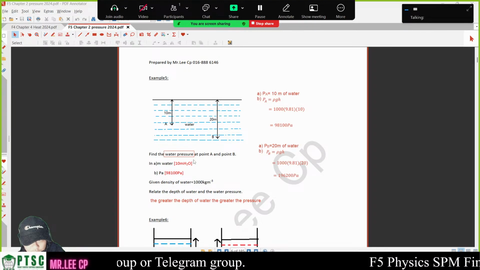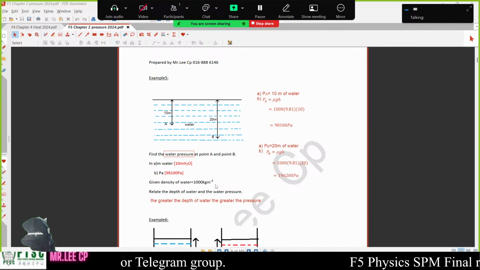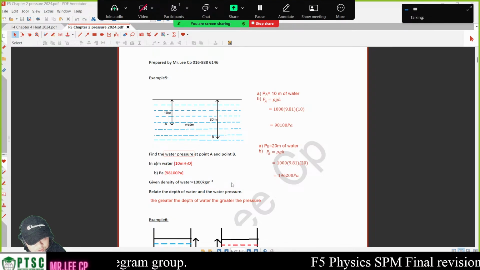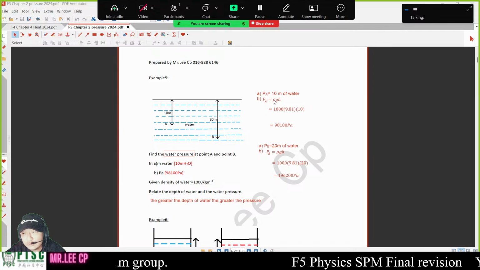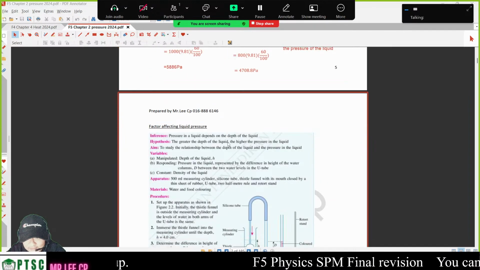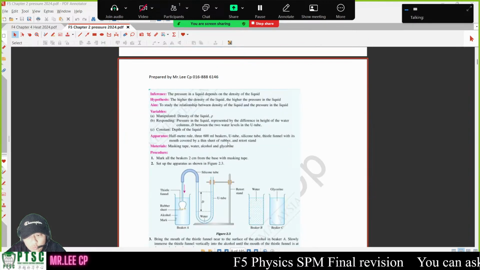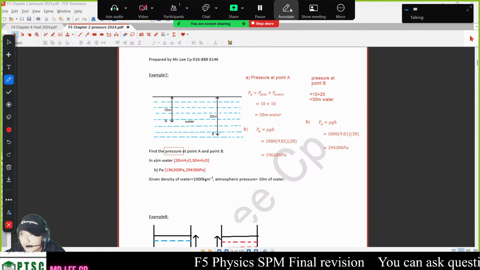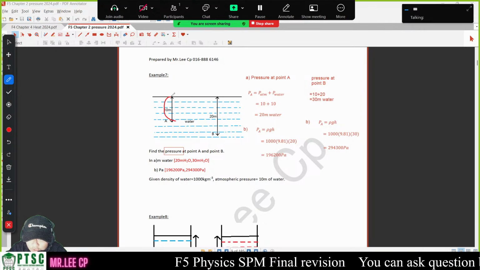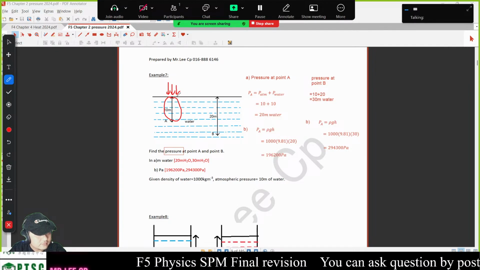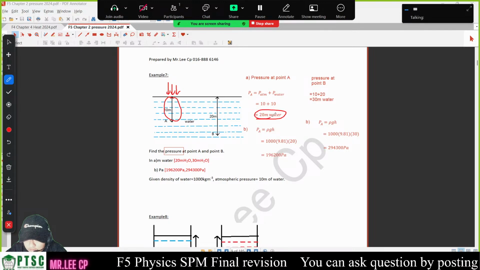Water pressure only. Normally the question will not give you atmospheric pressure, so you just use 10 meter and then rho gh. But if the question asks what is the total pressure, or what is the pressure here, it is not because of water only. Here there is still atmospheric pressure. So it is 20.